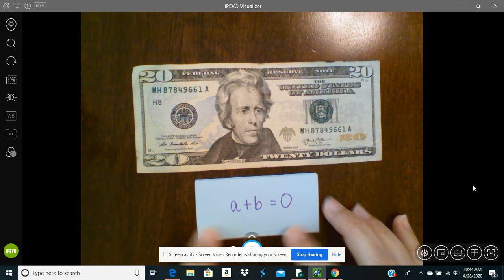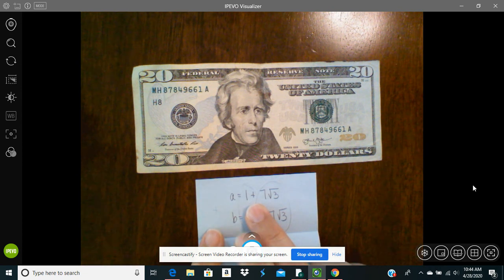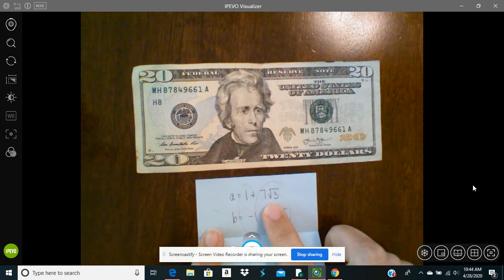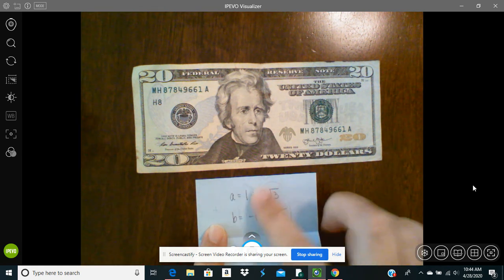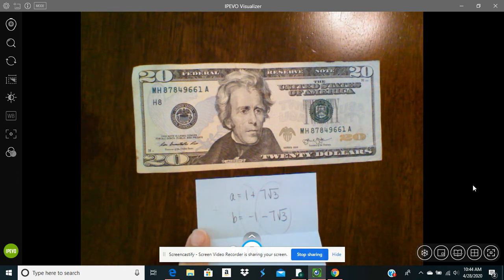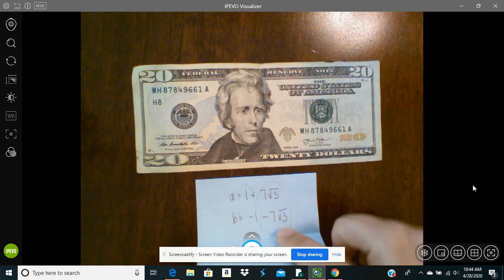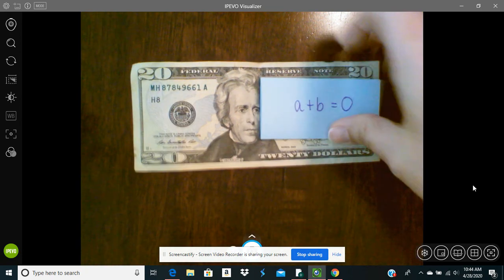So I would pick some obscure numbers, like A is 1 plus 7 square root of 3, and then B is negative 1 minus 7 square roots of 3, because when you add them, they zero out. So we'd spend a good 4 or 5 minutes on this, and everybody would be so mad because they didn't get the $20 bill, because obviously I'm not going to give a $20 bill.